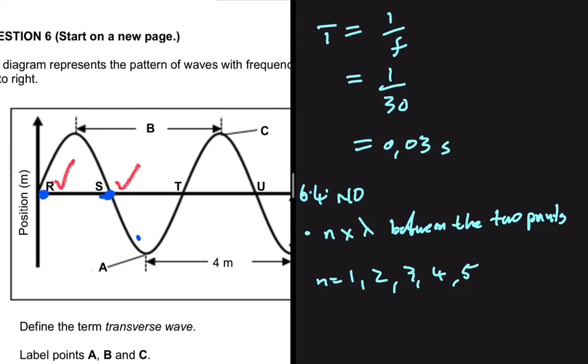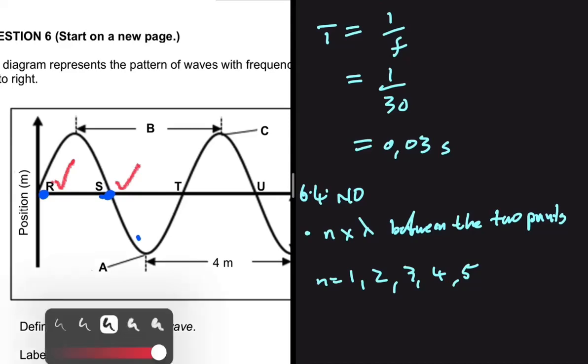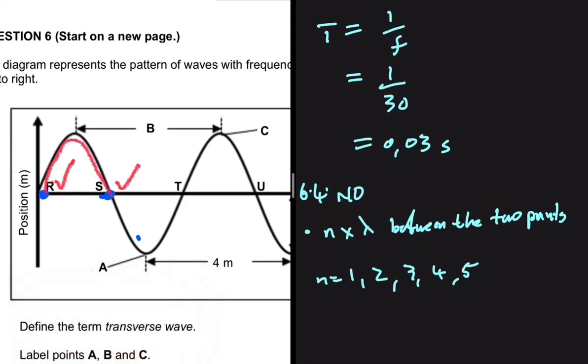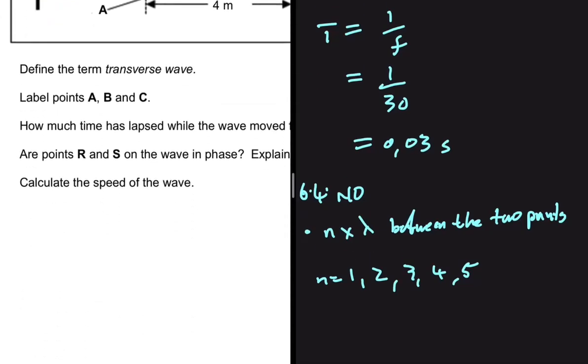So let's look at R and S. From R to S, we have half a wavelength. So we don't have a whole number of wavelengths between those 2 points. So that's why we're saying that the answer to 6.4 is no. And then your reason should be that R and S are not separated by a whole number of wavelengths. They're not separated by 1, 2, 3, 4 or whatsoever up to 100 wavelengths. They are separated by a half, which is not a whole number. So those 2 points are not in phase.